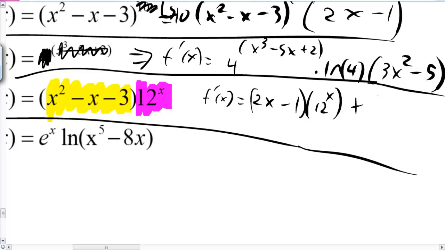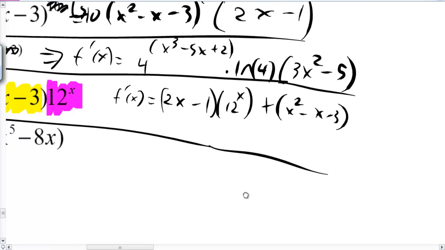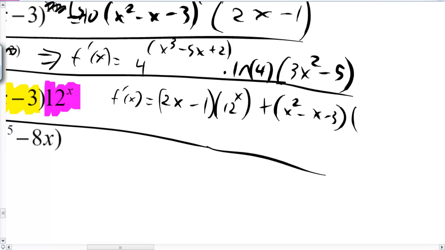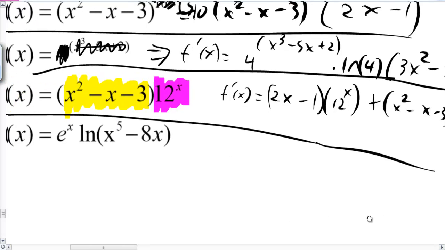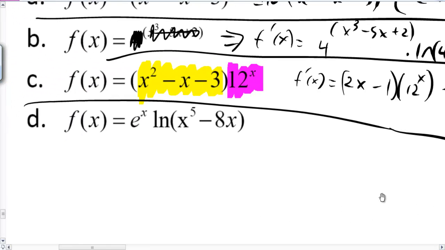Plus, now leave your first factor alone, so x squared minus x minus 3. Take the derivative of the next function. Well, that's an exponential base 12. So hopefully we remember the exponential base 12 derivative would be the same exponential times the natural log of the base. Okay, so now next problem.